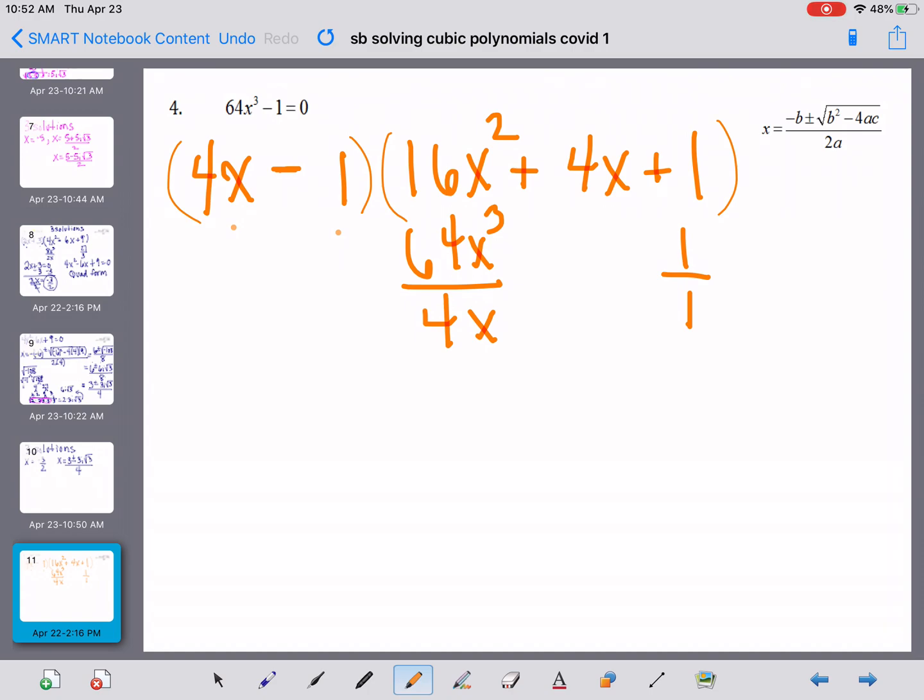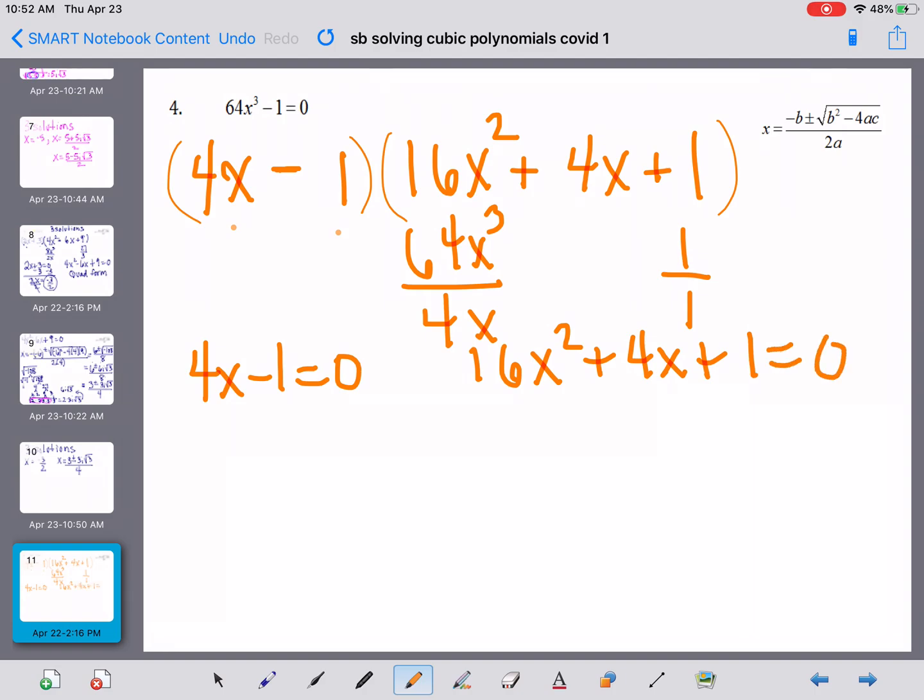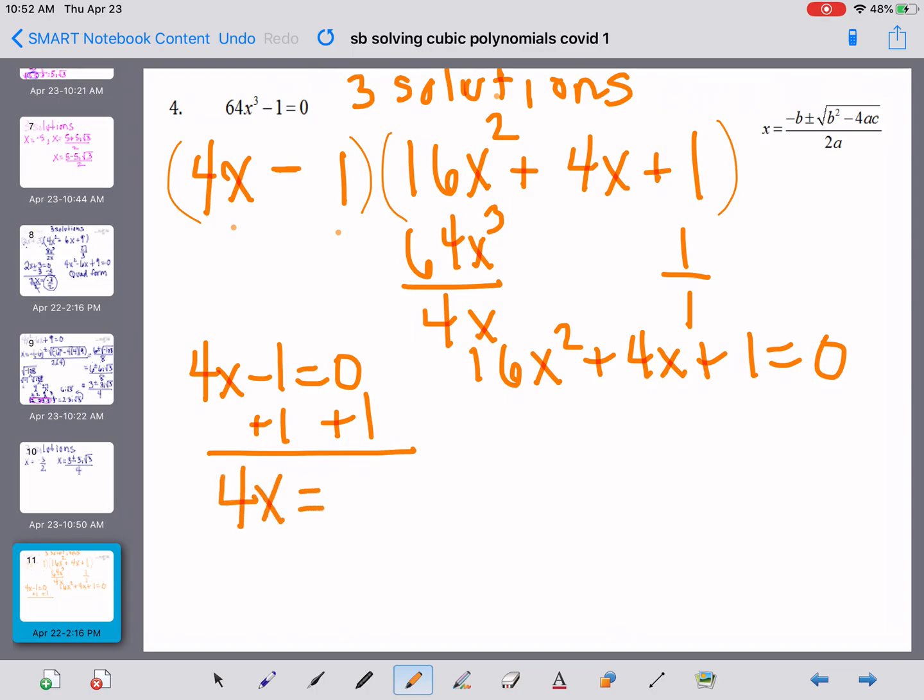Always positive. And then we take the 4x minus 1 and set it equal to 0, and the 16x squared plus 4x plus 1 equals 0. We are looking for 3 solutions. If I can write the word. Sorry about that. But we can add 1 to both sides. We can get that answer right away. We get 4x equals 1, and divide both sides by 4. So we get x equals 1/4.